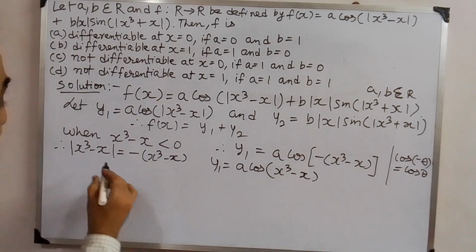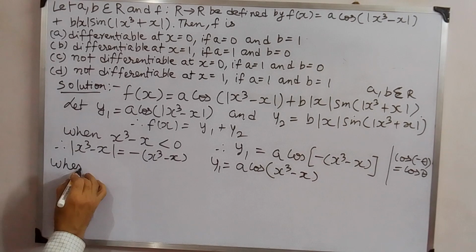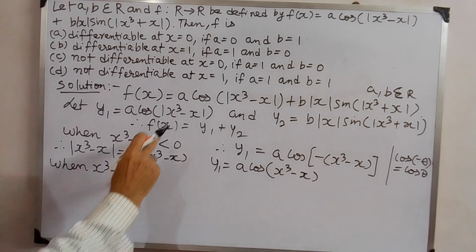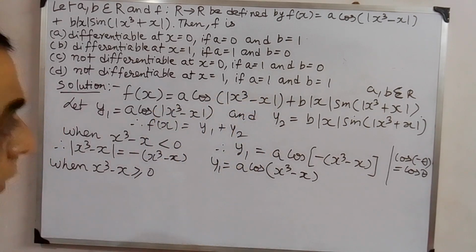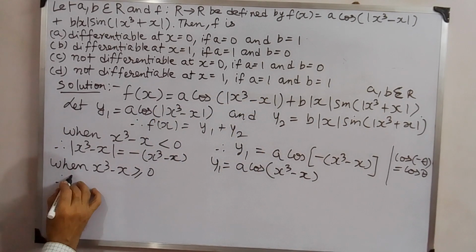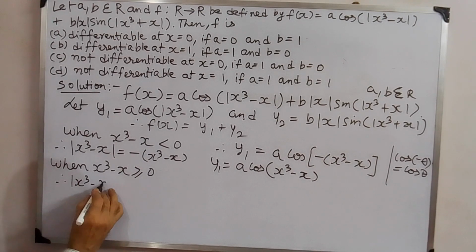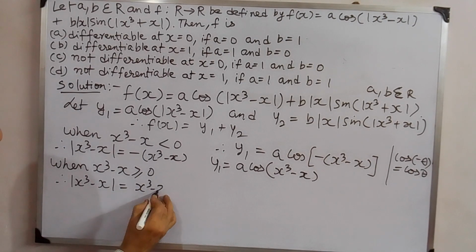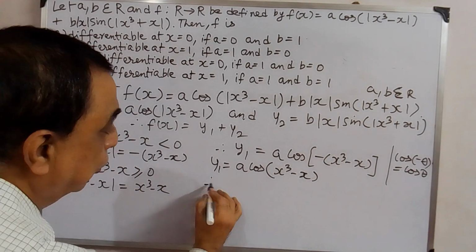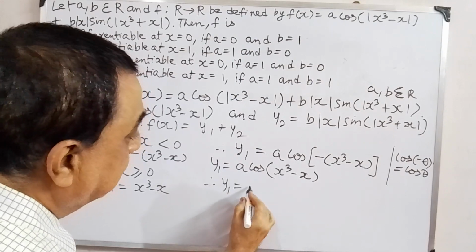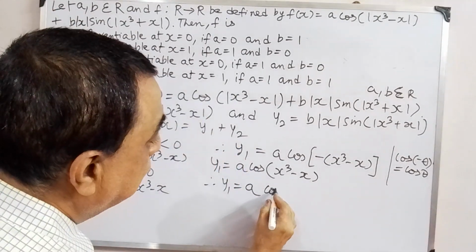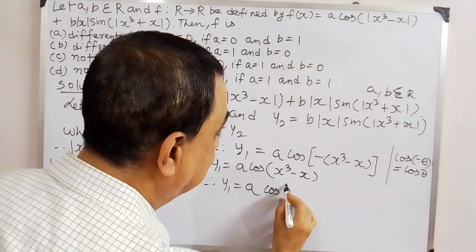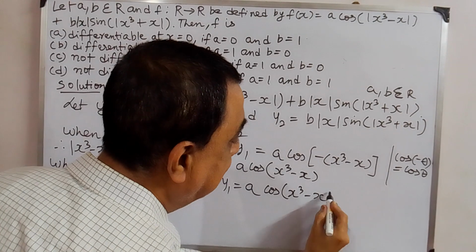Now when x³ minus x is greater than or equal to 0, that means this number is a positive number. The modulus of a positive number is the same number, so the modulus of x³ minus x will be equal to x³ minus x in that case. So y1 will be a cos of x³ minus x.